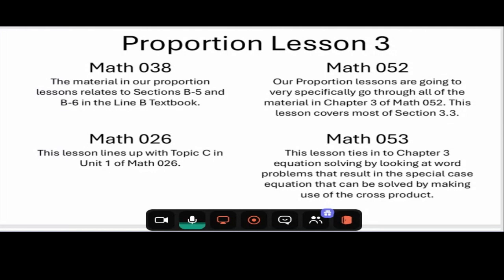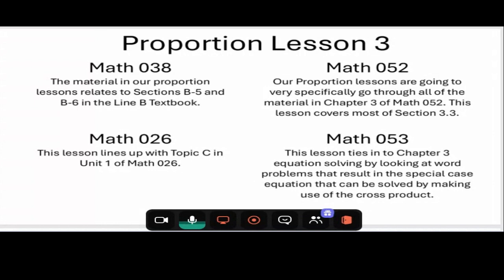Okay, we're going to jump in here on our third lesson on proportion. And really, this is just sort of putting together the basic ideas of ratios that we introduced in the first one and the quick method of solving the special type of equation that comes up from these scenarios that we looked at in the second lesson.